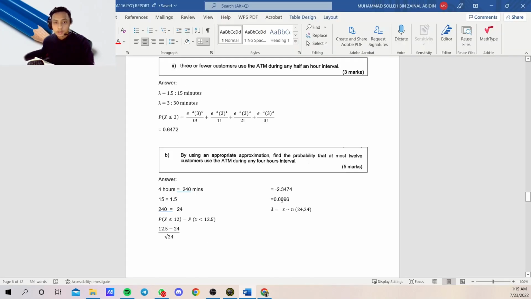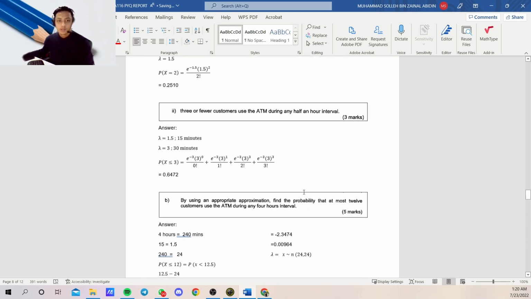And that's how you get the answer 0.0096. You can add the 4 if you want to, but if you round it, it will be 0.0096. So it was the same. So that's how we answered the question for number B.